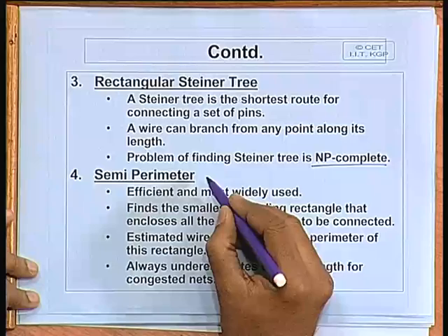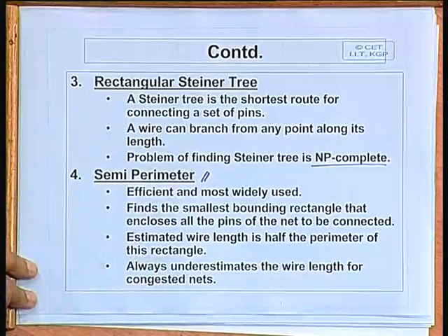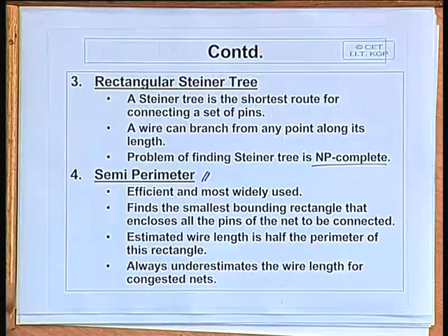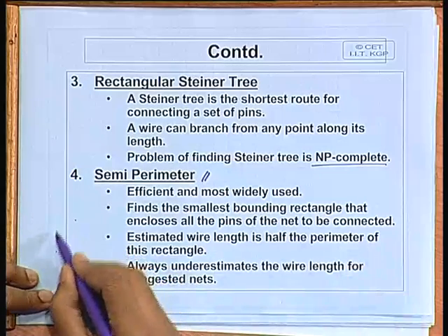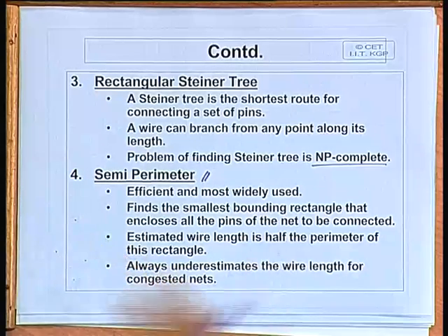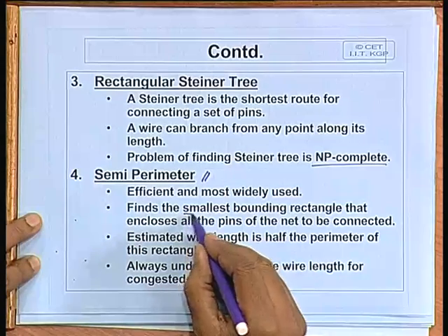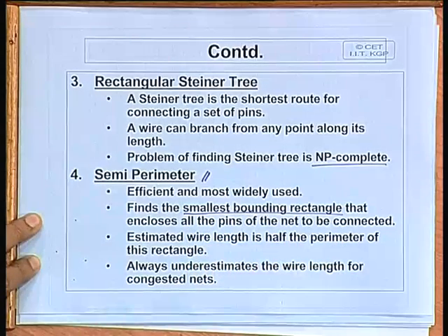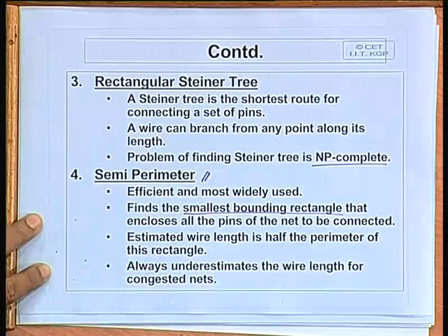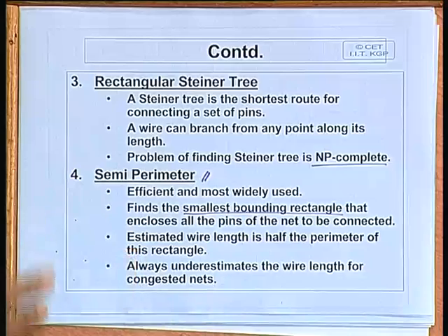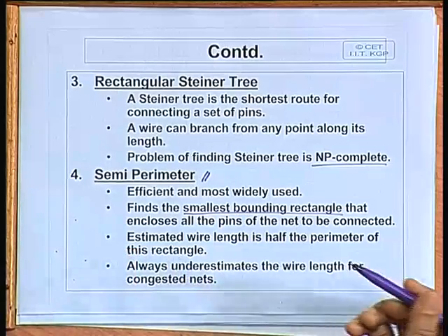So, the measure which most people use today is something called semi-perimeter. The semi-perimeter concept is very simple. You have a number of points to interconnect. You imagine the smallest bounding rectangle which encloses all those points, and you find the semi-perimeter of that rectangle. Find the perimeter, divide by 2. That semi-perimeter is taken as the estimate of the wire length.